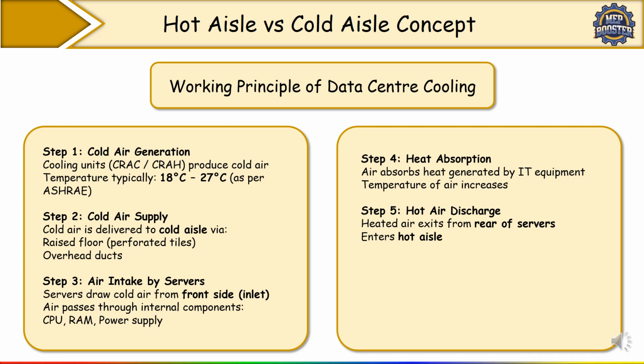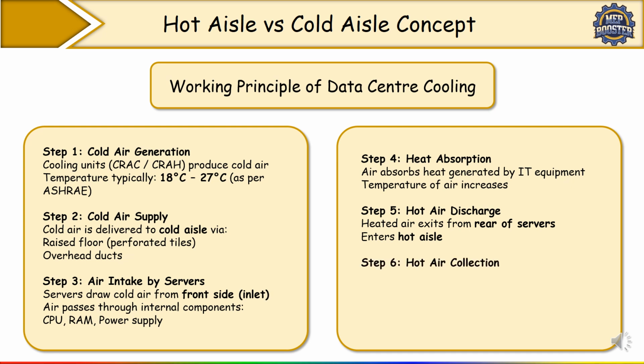Means what? Here what happened in this step, the heated air exits from the rear of the server, it moves into the hot aisle. Okay, so all servers release heat in the same direction only. For example, if you have 10 servers in a row, all push hot air into the hot aisle behind them.